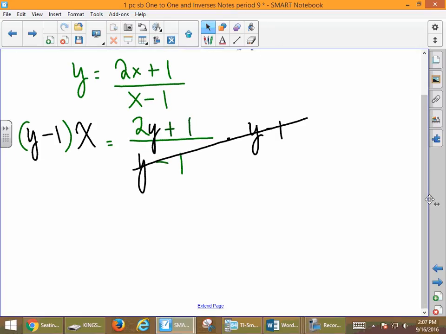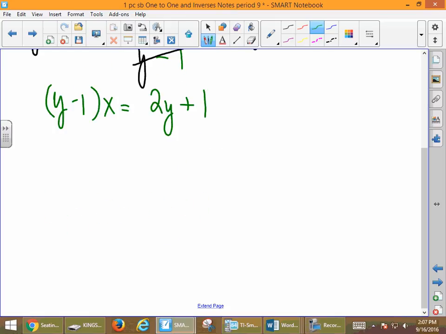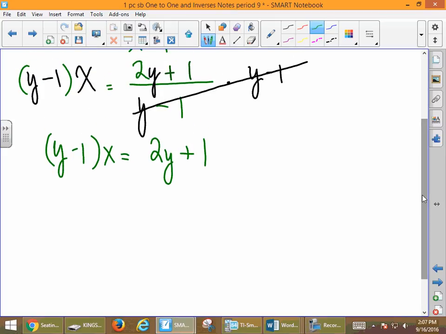So over here, we've got y minus 1 times x, just to write it a little bit neater, equals 2y plus 1. And now we can solve. We're going to distribute on the left side, so we get xy minus x. And on the right side, we've got 2y plus 1.